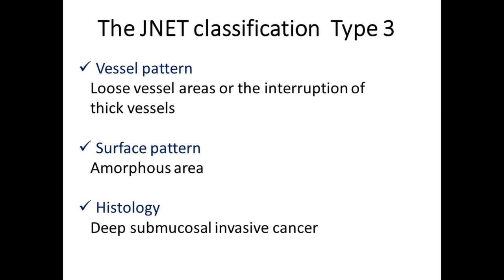Finally, JNET type 3 lesions show loose vessel areas and the interruption of thick vessels as a result of the destruction of vessel structures by cancer. Similarly, the surface pattern also becomes amorphous due to the invasion of cancer. JNET type 3 refers to deep submucosal invasive cancer.